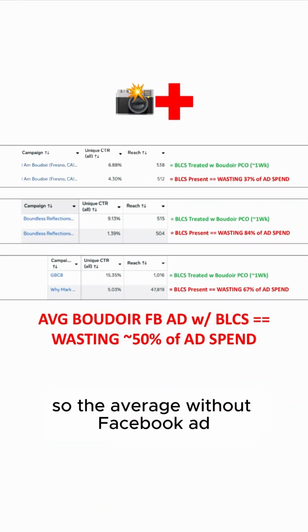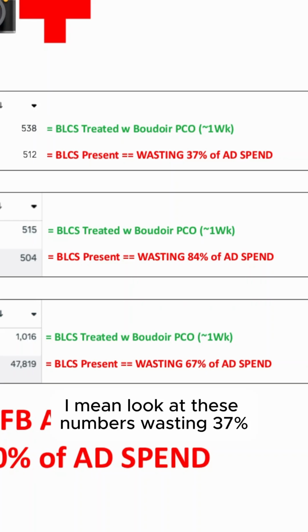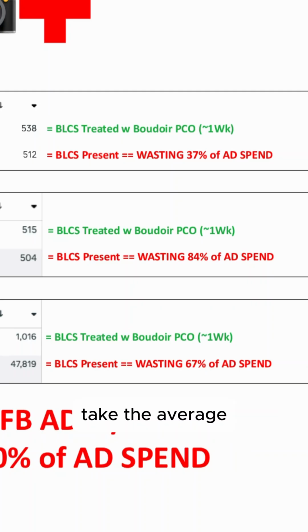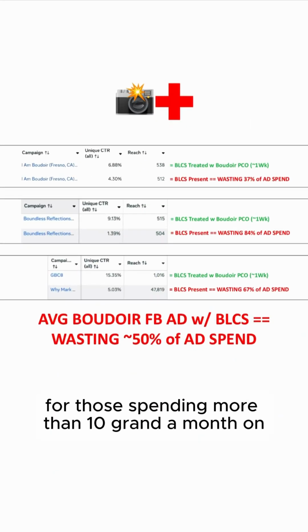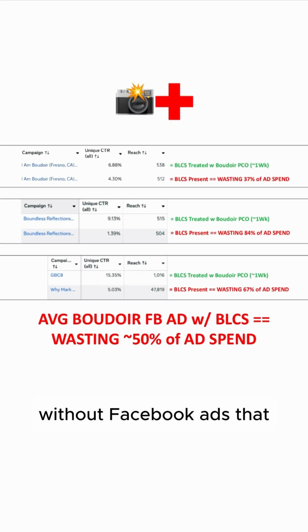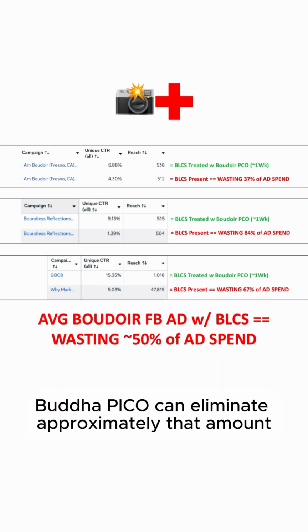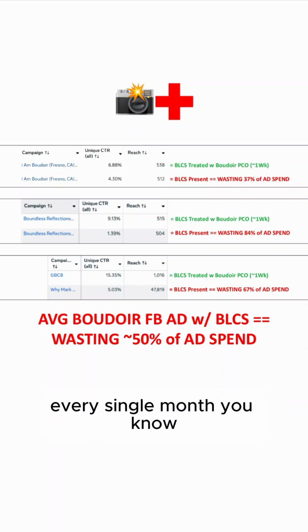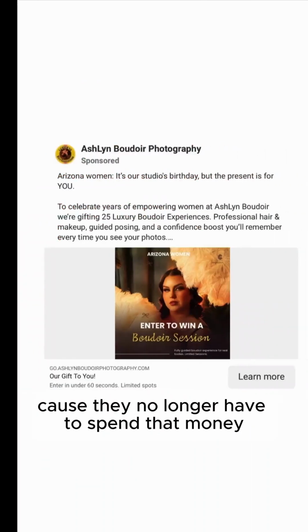So the average Boudoir Facebook ad with BLCS is wasting about 50% of its ad spend. I mean, look at these numbers: wasting 37%, wasting 84%, wasting 67%. Take the average, it'll probably be somewhere between 50 to 60%. Which means for those spending more than 10 grand a month on Boudoir Facebook ads, approximately 5K is being wasted. Boudoir Pico can eliminate approximately that amount and put it back into the advertiser's pocket every single month. So approximately 60K over the next 12 months.